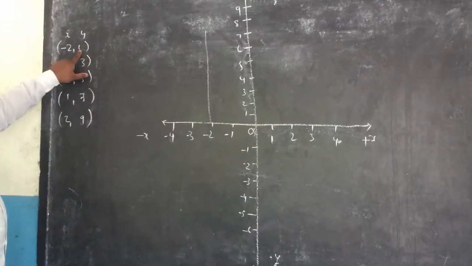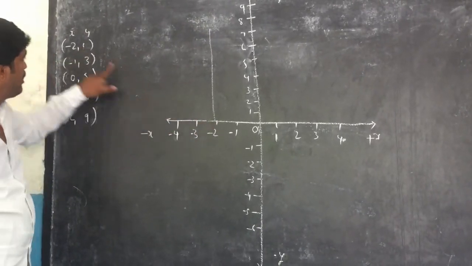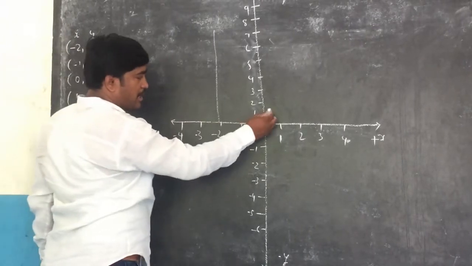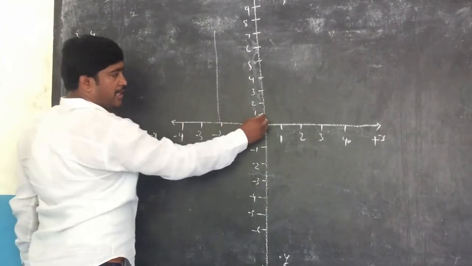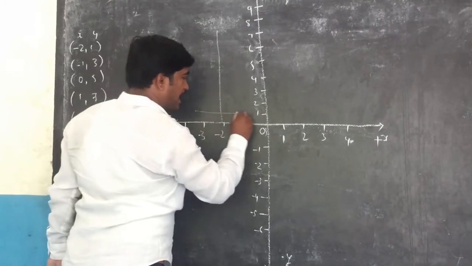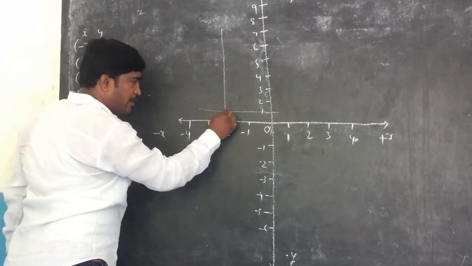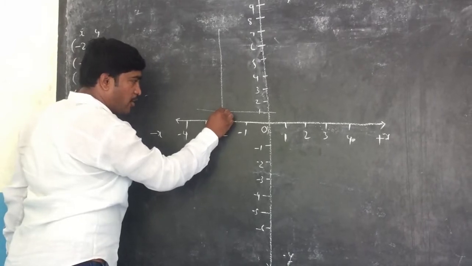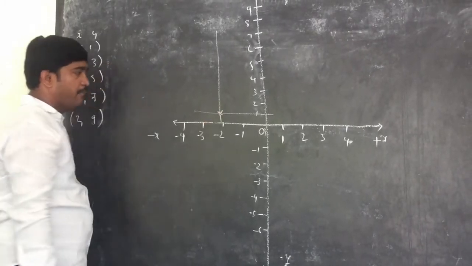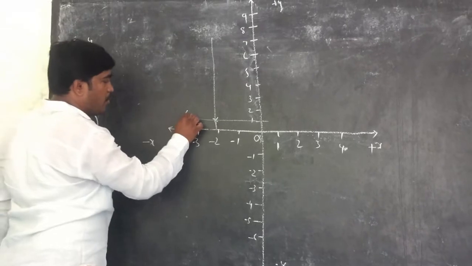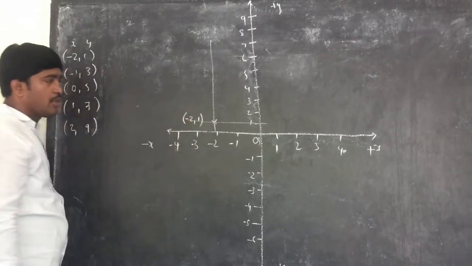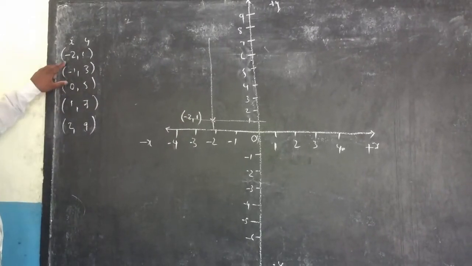Now what is the next point? I have checked this one, now I go for the y. Y will be on the horizontal line. If you check, this line 1 and this -2 line will meet at this point. Now make a dot or a mark as the first ordered pair and write down the point you have taken: -2, 1. Now I'll go for the next point.